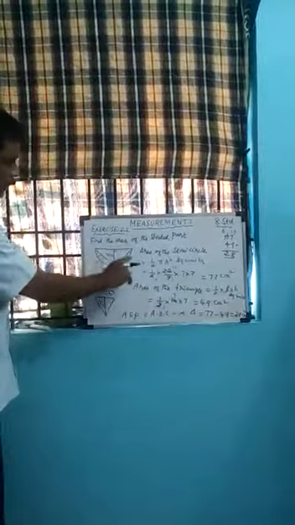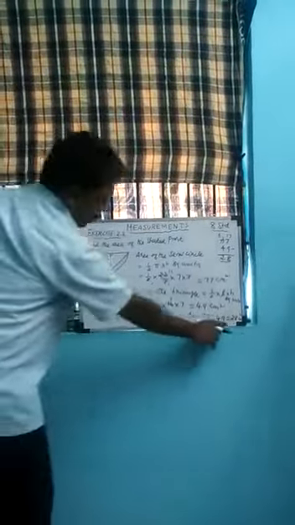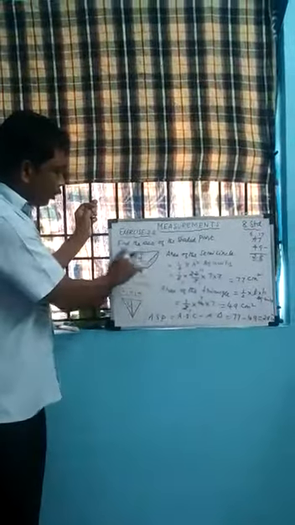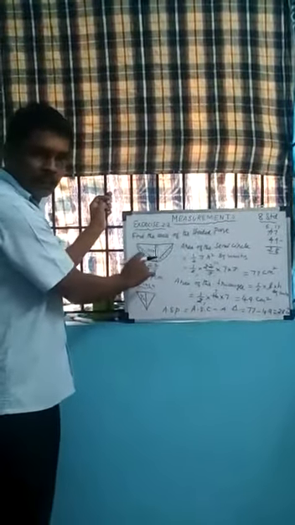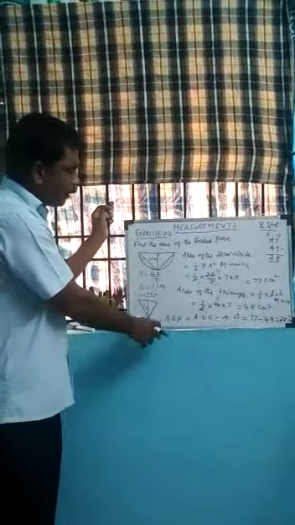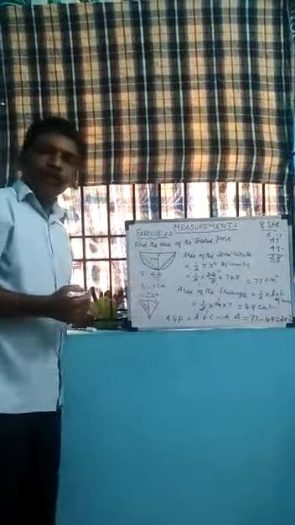Therefore, area of the shaded part equal to 28 centimeter square unit. First we find out the total area of the semicircle minus the area of the triangle. We can get the answer, the area of the shaded part.